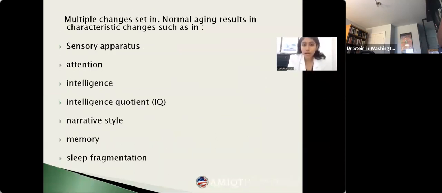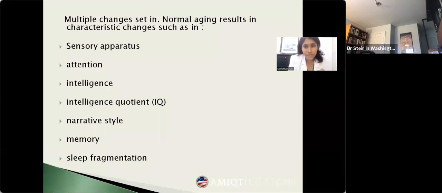So, as we know, aging results in multiple changes, and normal aging results in a characteristic change in many components. The first being sensory apparatus. There is decreased processing of sensory apparatus and persistence of what we call a stimulus memory. And there is a decreased sustained attention. Coming to intelligence, there is a preservation of what we call crystallized intelligence, but there is decreased fluid intelligence. It means how a person becomes more rigid as he gets old.